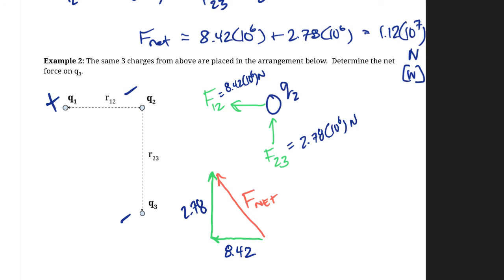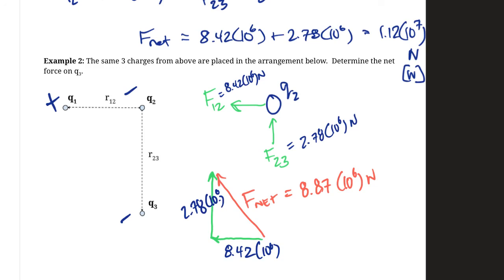So we can calculate the square root of 2.78 squared plus 8.42 squared. So basically, the length of F net, if you do the calculation, is 8.87, times 10 to the 6 newtons. We can't forget about that 10 to the 6, right? And you could put it here too. It's just when you're actually doing your calculator, you don't have to include the 10 to the 6. You'll see it'll come out to 10 to the 6 either way.